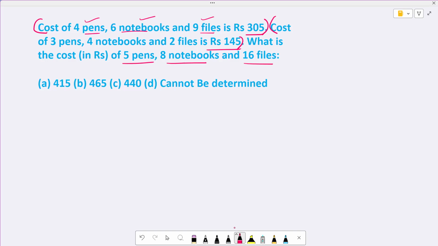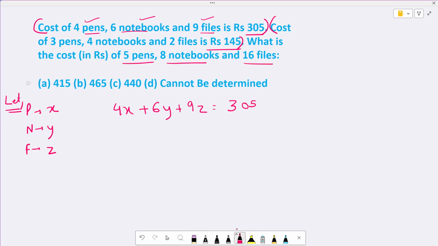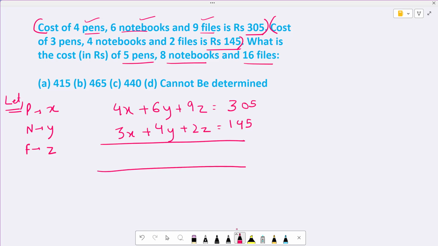So let the cost of 1 pen be X, the cost of 1 notebook be equal to Y, and the cost of 1 file be equal to Z. Hence, when we form the equation, we get 4x plus 6y plus 9z will be equal to rupees 305. Then the cost of 3 pens plus 4 notebooks plus 2 files will be equal to 145.